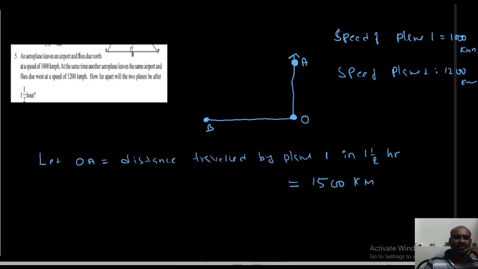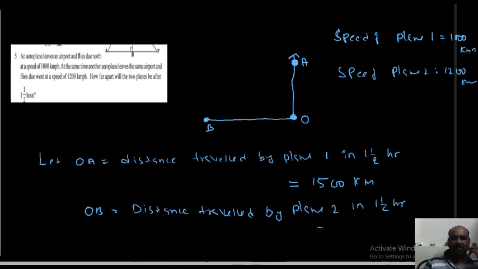Next, OB equals distance traveled by plane 2 in 1 1/2 hours, equals 3/2 into 1200.